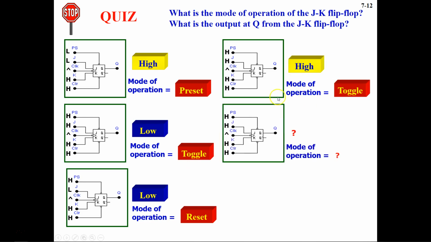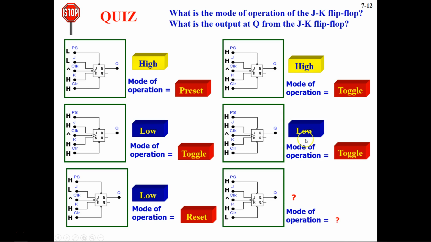And then let's see next, when you have preset high and clear high, and J and K both high, and your clock is going from high to low. Again, this is a toggle state, but then what will happen to the Q? Your Q will go low in this case.